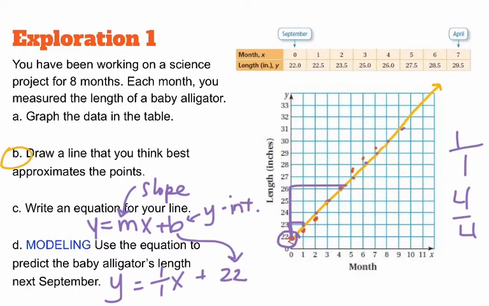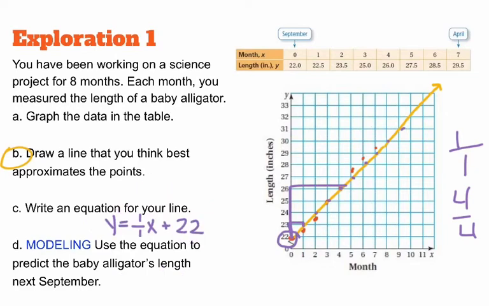Again, yours might have been slightly off, just depending on how you drew your line of best fit. So using that equation, y equals 1 over 1x plus 22, we can go ahead and do part D. This is the prediction part that I was talking about. For part D, it says, use the equation to predict the baby alligator's length for next September.